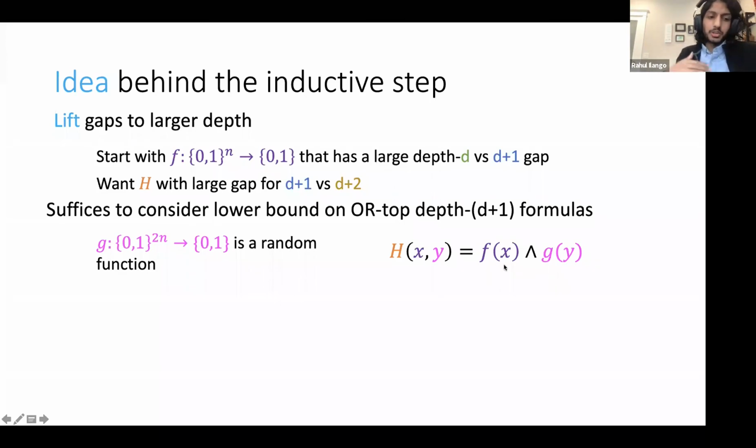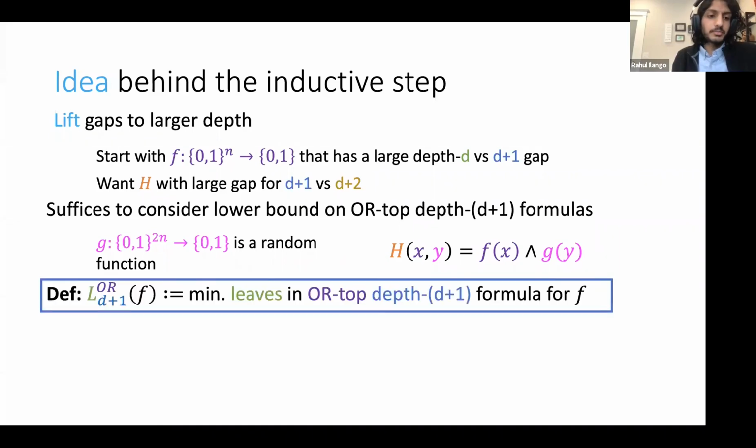And so now let me state what the formal theorem for the lower bound is. So I'll introduce some notation. I'll say L of d+1 of f is the depth d+1 complexity of f when you consider formulas with only an OR gate on top. So it's the minimum number of leaves in any OR-top depth d+1 formula for f.